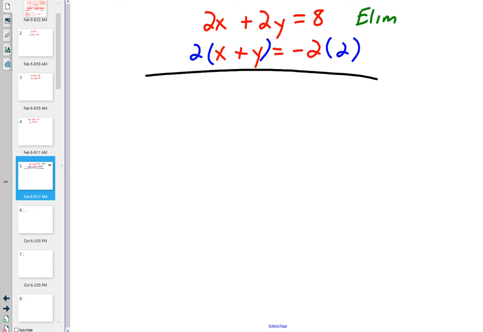Now, that'll make the 2's match, but in addition to that, I need the signs to be different. The top x is positive, the bottom x is positive, so if I only multiply by 2, they're all going to stay positive. So the way I could fix that is just to make the 2 that I'm multiplying by negative. Now the top equation stays the same. The bottom equation becomes negative 2x minus 2y is equal to 4.